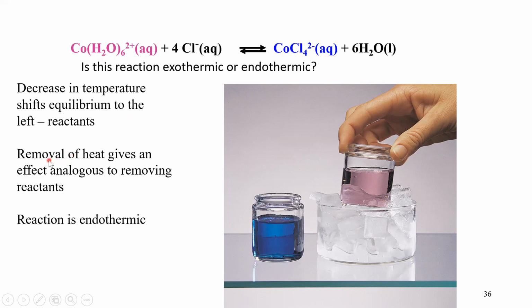So we removed heat from the system. That means the process has to be endothermic. So energy's on this side. If we decrease a reactant, it causes a shift towards the right, or sorry, towards the left.